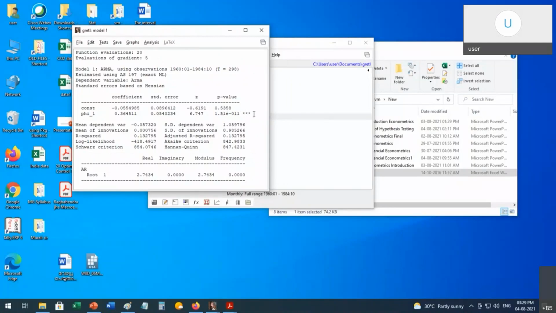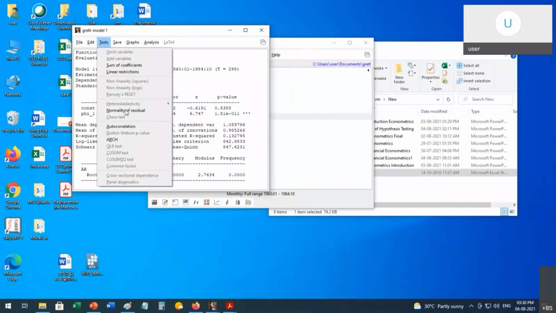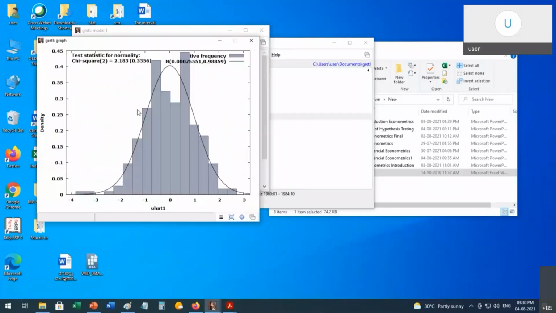We have 3 stars. So the model is significant. We have to see whether this is adequate or not. So we have to go to the test. Only normality, autocorrelation, and ARCH are given for this model adequacy. So let us see the normality of residual. So the p-value is greater than 5%. That means it has a normal distribution. You remember this, right? The p-value must be greater than 5% in all the cases. Then our model is adequate.